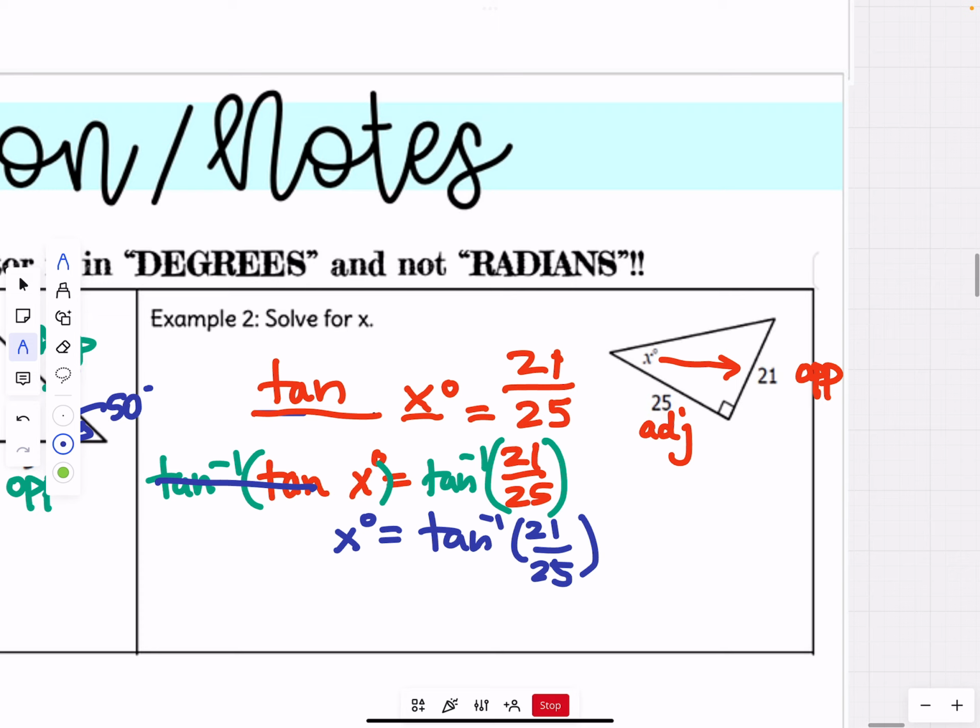Grabbing that handy dandy calculator. Let's see what that happens to be. Tan inverse of 21 over 25. I think that's going to give us about 40 again? Well, that's kind of crazy.